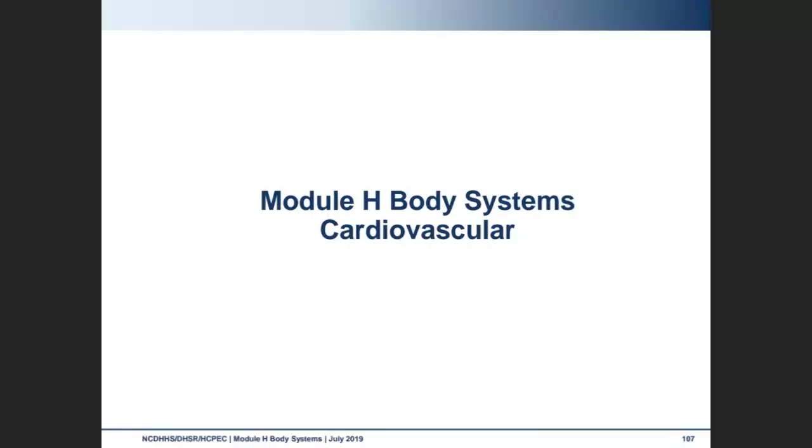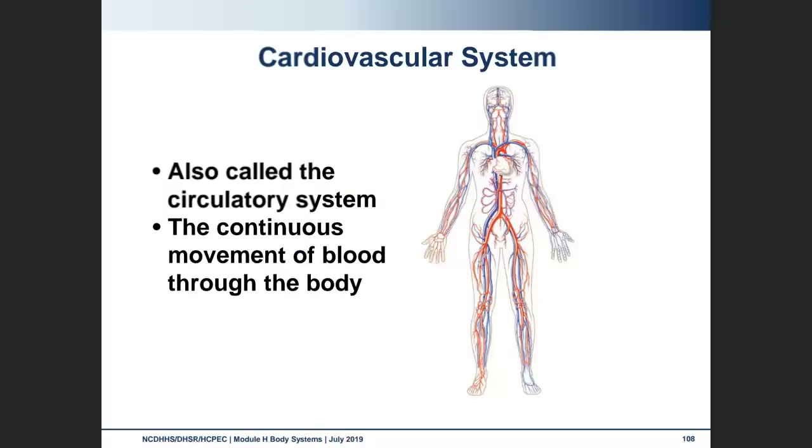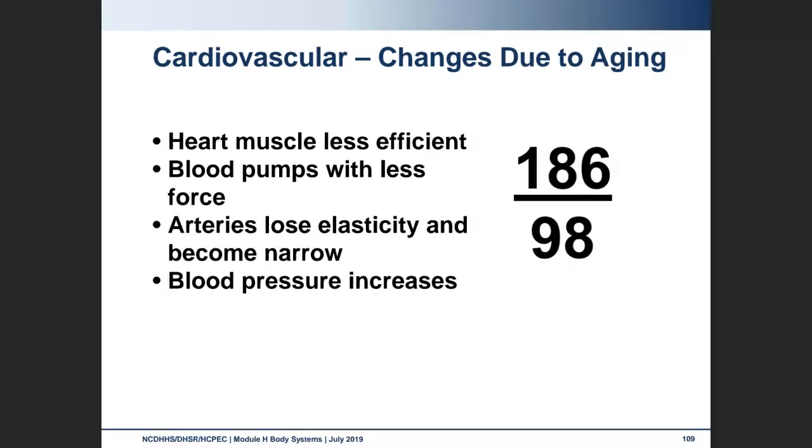We are now on Module H, discussing the cardiovascular system. Our cardiovascular system, of course, is also called our circulatory system, and it's the continuous movement of blood throughout our body. There are some changes that do happen as we age. Our heart muscle becomes less efficient, our blood pumps with less force, and our arteries lose elasticity and become more narrow.